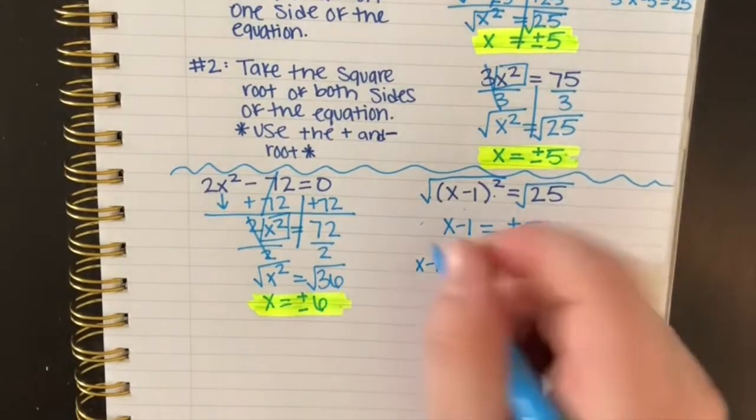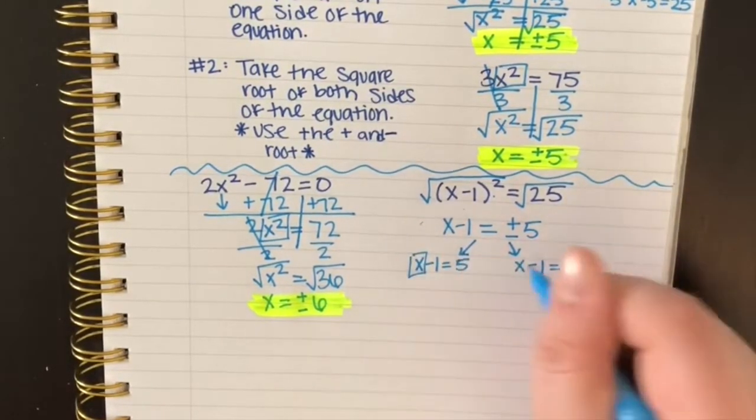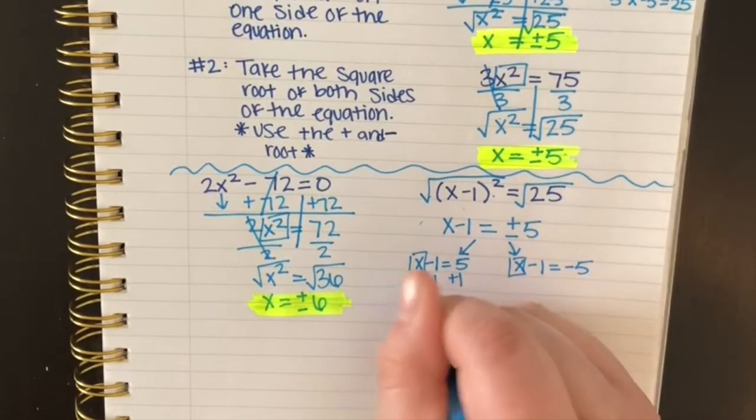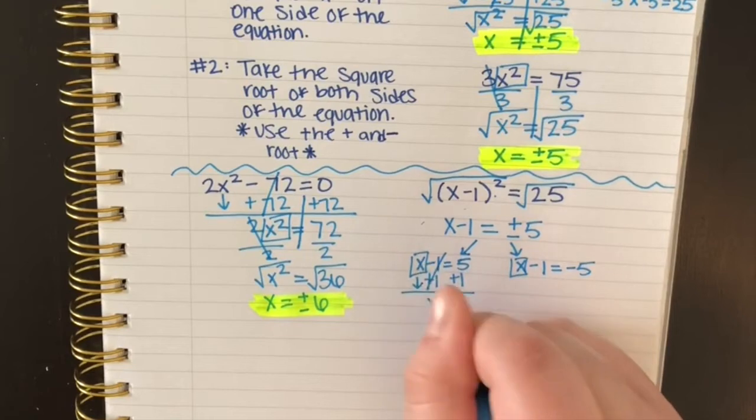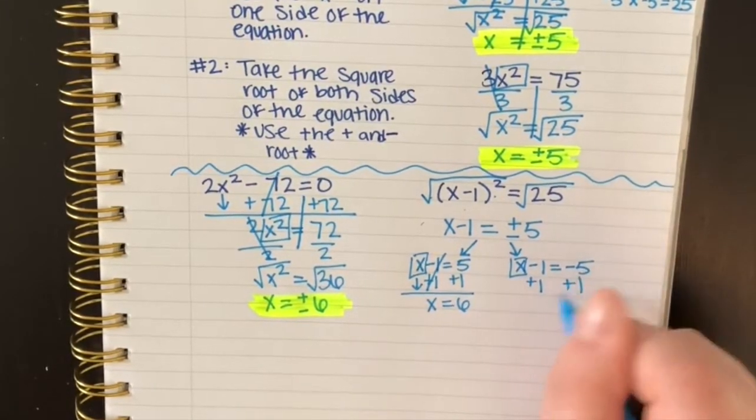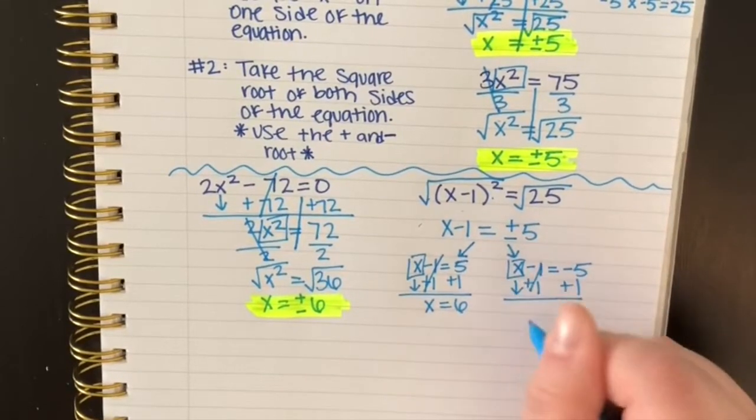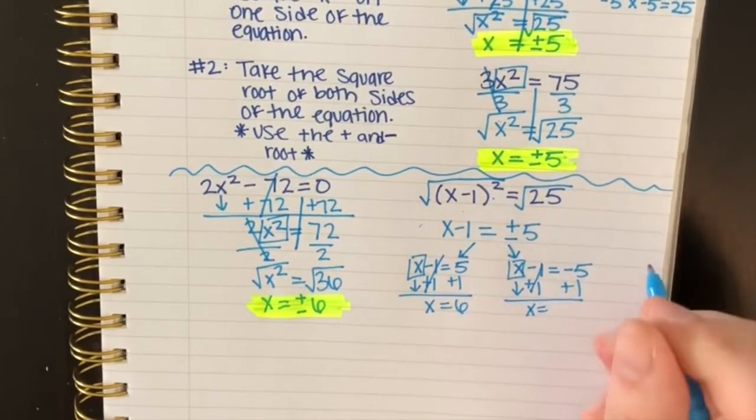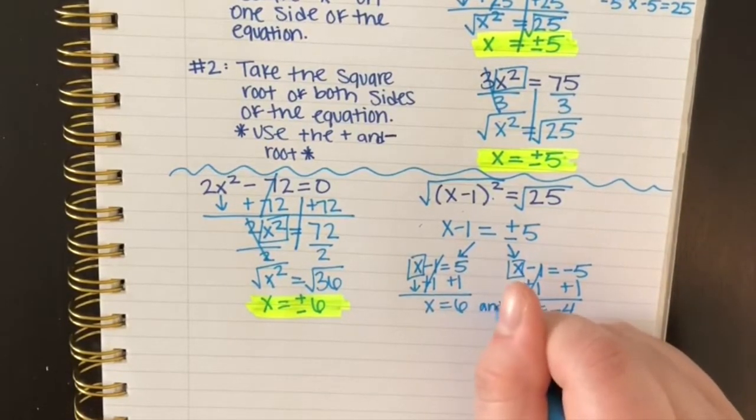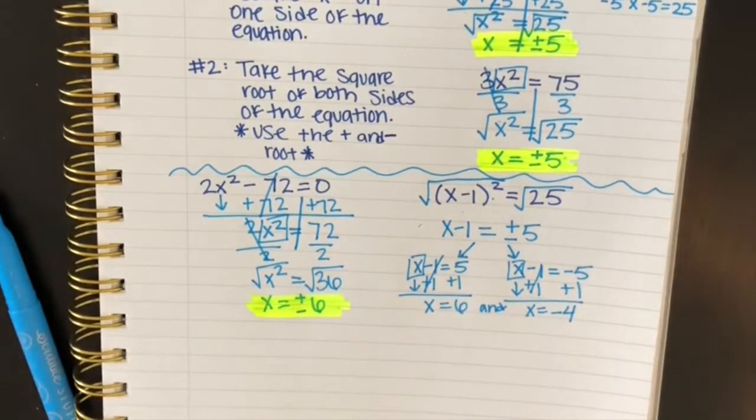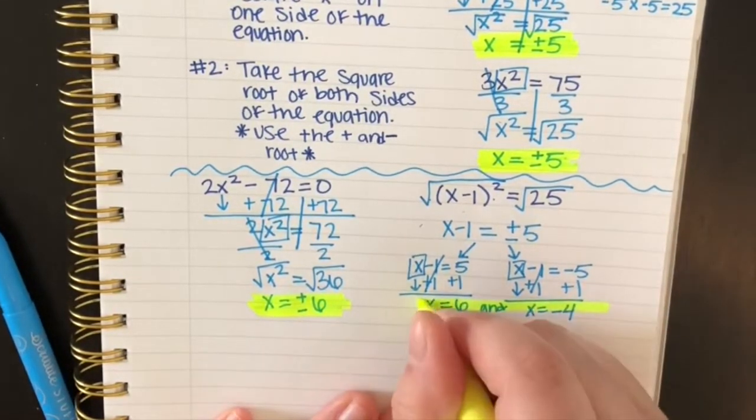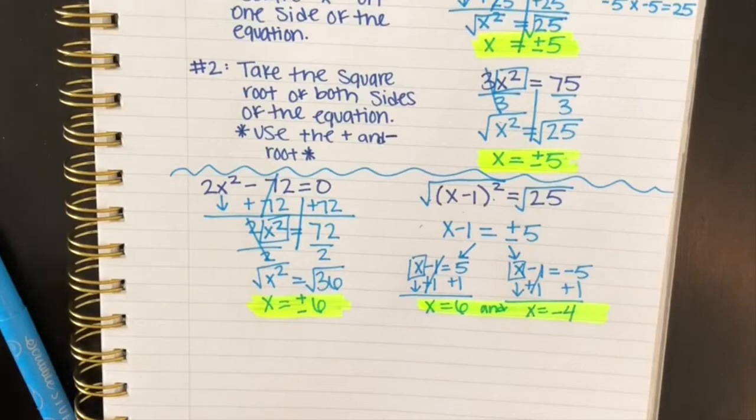Okay, and now I want to solve it for x. Solve both of these equations for x. So I add 1 to both sides here to get that x will equal 6. And on this side I add 1 to both sides to get that x is going to equal negative 5 plus 1, which is negative 4. So that means our answers are x equals 6 and x equals negative 4.